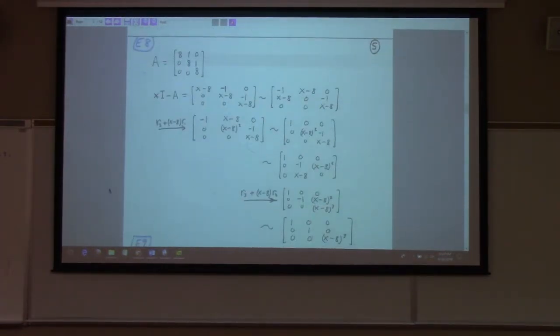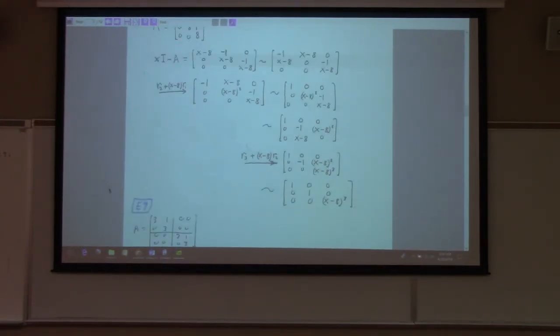Example 8 was correct. All right, yay. And again, this is the minimal polynomial. And you can see that if you actually try that out, plug A into the polynomial, (A minus 8I) cubed. Well, A minus 8I is 0, 1, 0, 0, 0, 1, 0, 0, 0, and that's the nilpotent matrix of order 3. Its square is not 0, but its cube is. And again, the product of the invariant factors is the characteristic polynomial.